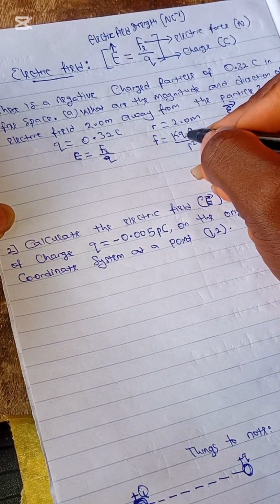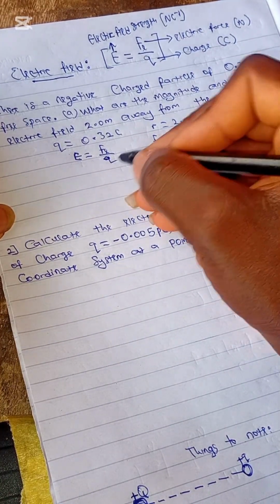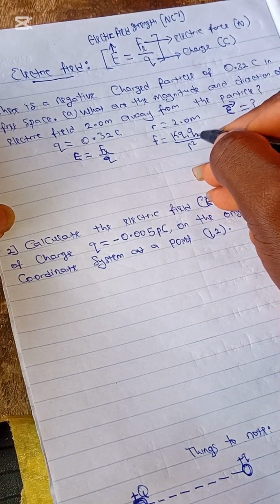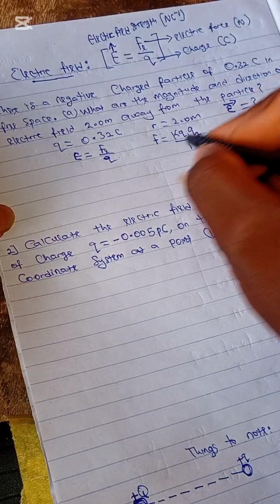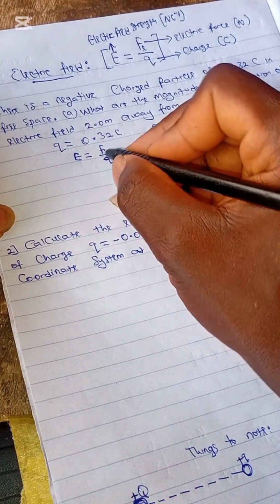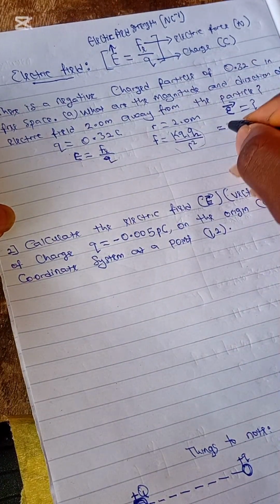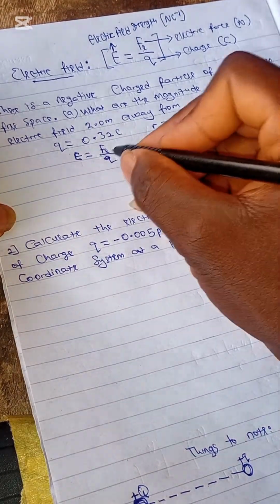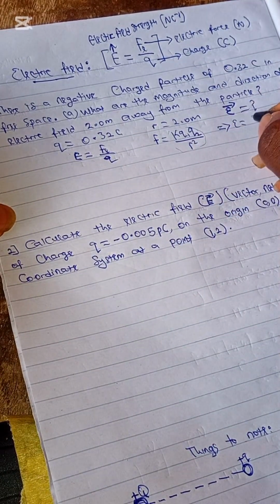One of these Q is the source charge, another one is the test charge. The one here is the test charge, and one here is the source charge. Are we together? So now we are going to substitute this into F here. At the end of the day, we have E equals F.